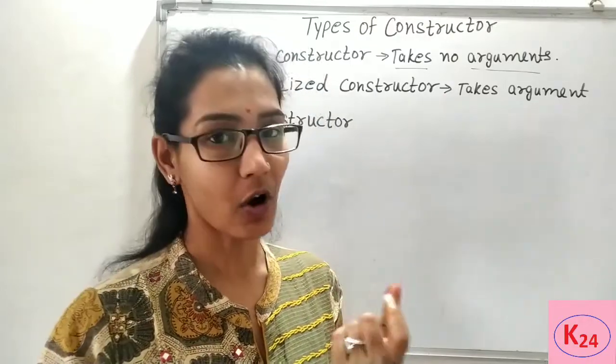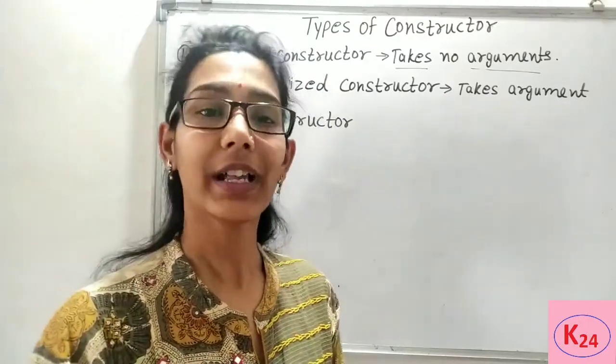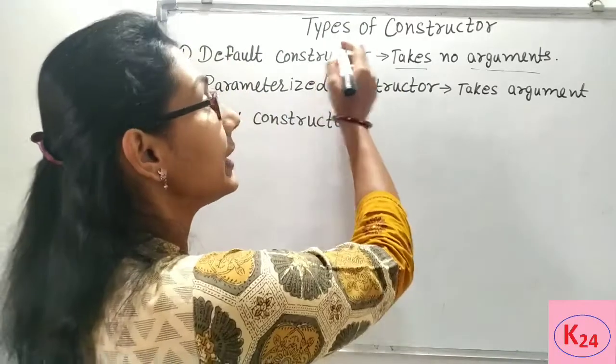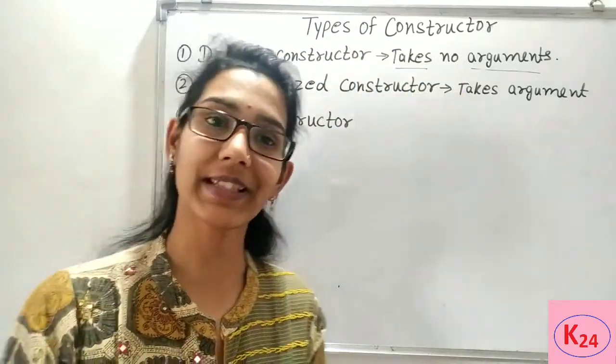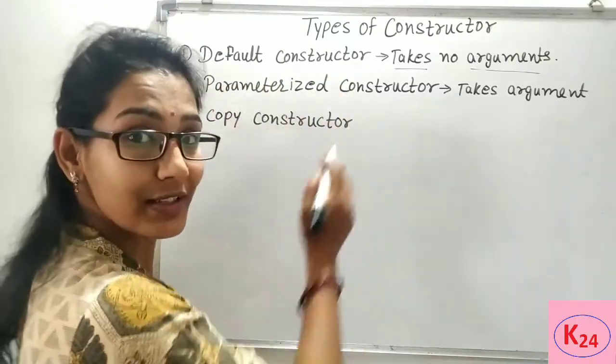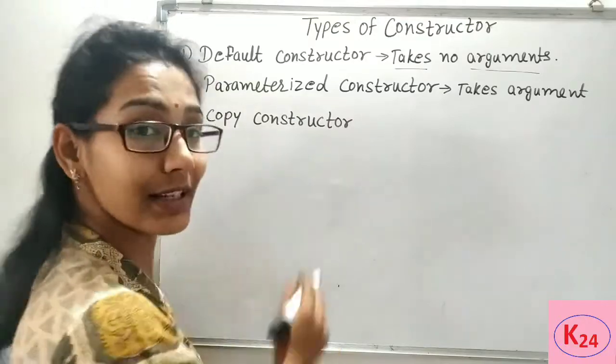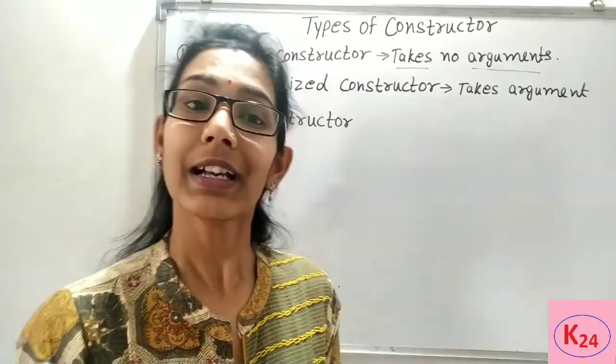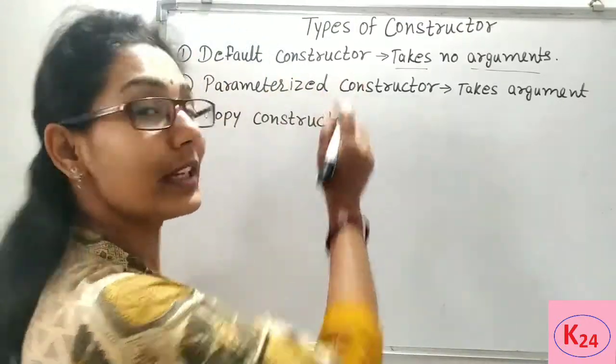In our previous lecture, we discussed the topic constructor. Now, in this lecture, we will see types of constructor. Basically, we have three types of constructor. The first is default constructor, then parameterized constructor, then next is copy constructor. So, let's start with the first one, default constructor.